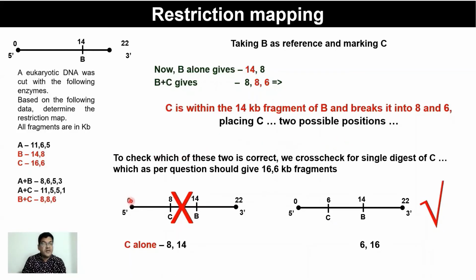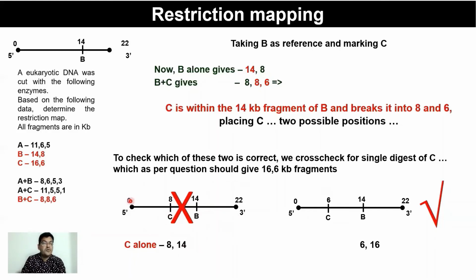And as we had done last time here, either the 8 kb fragment comes first within the 14 kb fragment of B, or the 6 kb fragment of C comes first within the 14 kb fragment of B. So these are 2 possible positions for C. One is where the 8 kb fragment of B plus C double digestion comes first. So you see here, and then you have the other one where the 6 kb fragment of B plus C double digestion comes first. When you do the final, you cross-check this map by looking at the single digestion of C. In this case, when you digest with C alone, this gives you an 8 kb fragment and a 14 kb fragment.